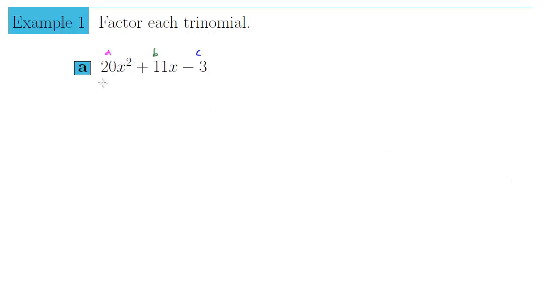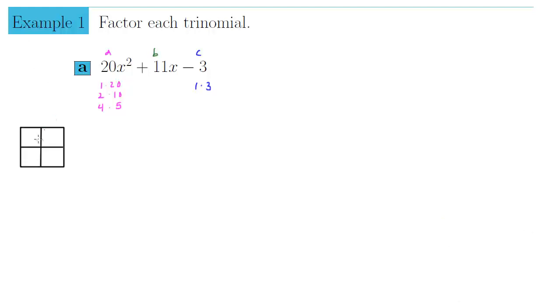So in 20, my factors are 1 and 20, 2 and 10, 3 doesn't go into 20, 4 does, and that's it. If you go any higher, if you go to 5, you'll start repeating. For C, my factors of 3 are just 1 and 3. So now I can build my boxes.